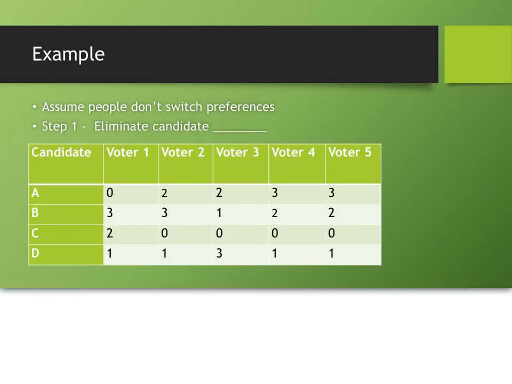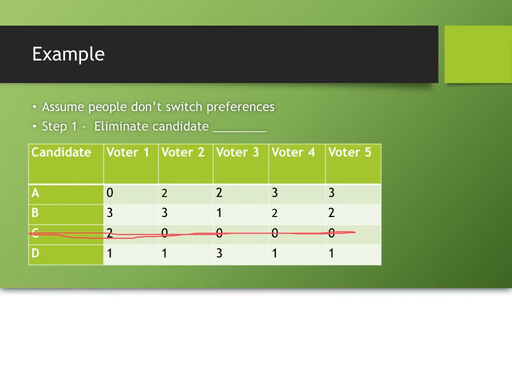All right, so let's do this. We're going to always assume people don't switch preferences. So we're going to eliminate the least preferred candidate. Well, in this case, we're doing counting points here. If you count the points, who's least preferred? C is least preferred, has 2 points. Everybody else has more than 2 points. So what you're going to do is you're going to say C's out.